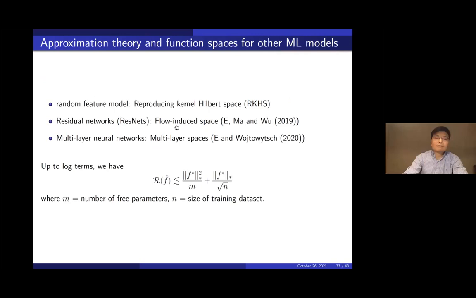Multi-layer neural networks, three-layer, four-layer networks, are not completely understood yet. We tried something, but I don't think that's the right answer. We had a paper for this. Now, the error is bounded by terms in m plus n, the approximation error and the estimation error.